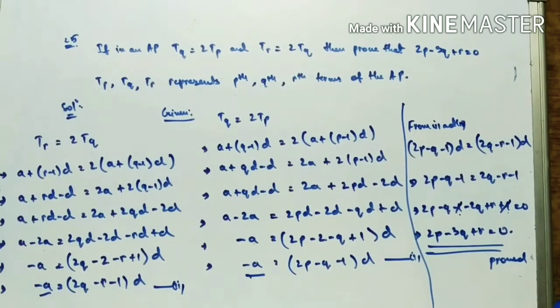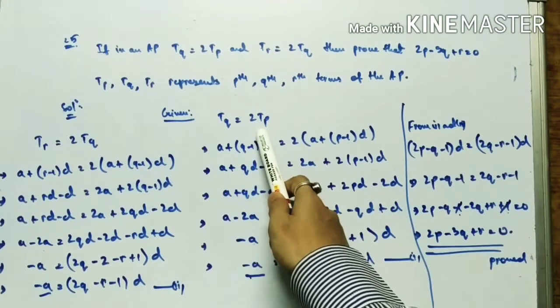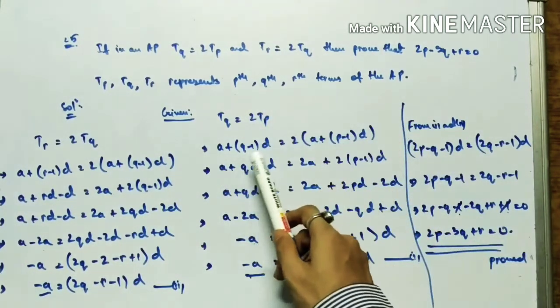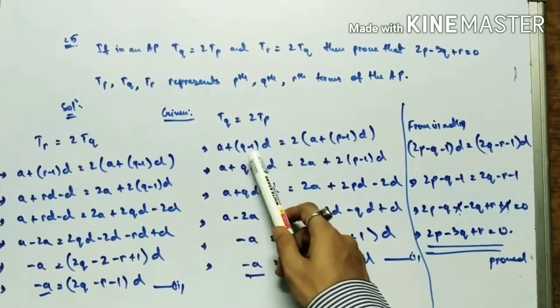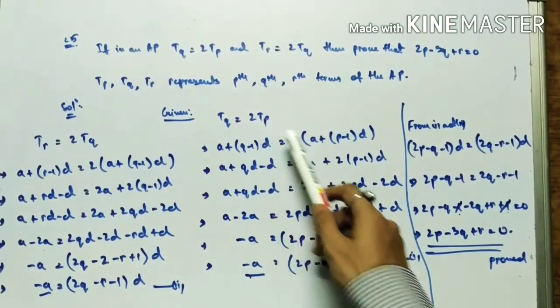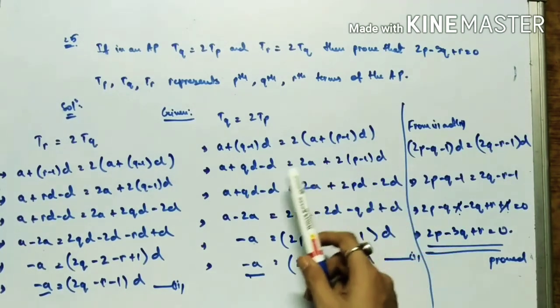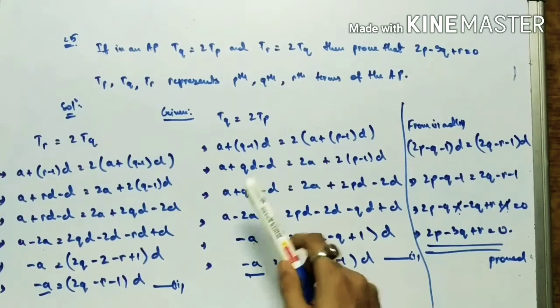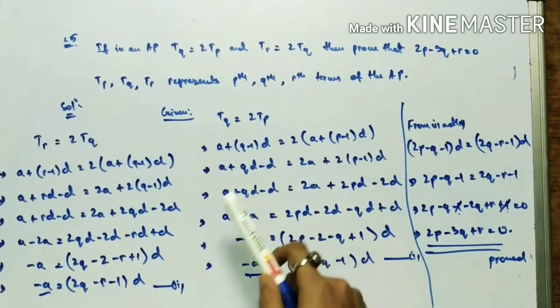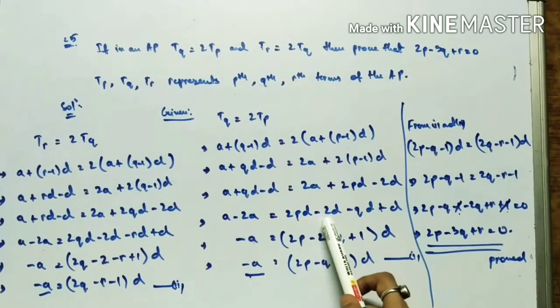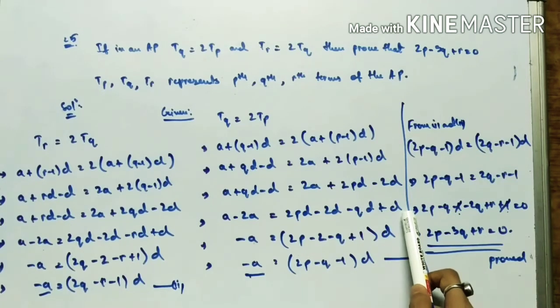Okay, so first of all, what I have done in question number 25: it says that the qth term is twice the pth term, and the rth term is twice the qth term. So I write the formula A plus (Q minus 1)D for TQ, and 2 times the bracket for TP, which is A plus (P minus 1)D. I multiply the 2 in, send these two terms to the right hand side, and twice A to the left hand side. So A minus twice A is equal to twice PD minus twice D minus QD plus D.